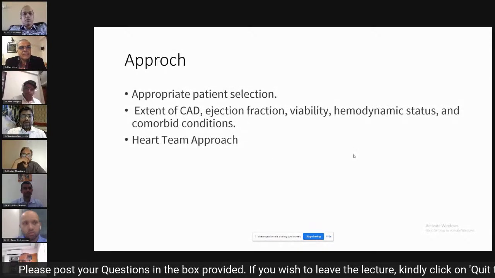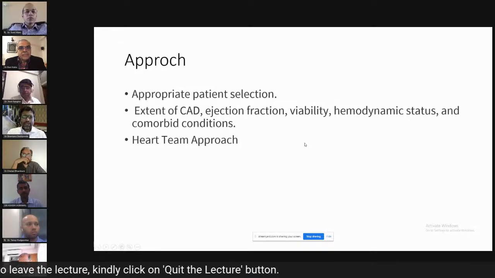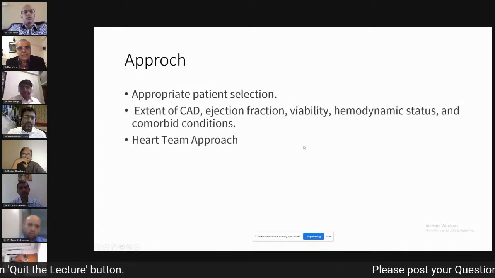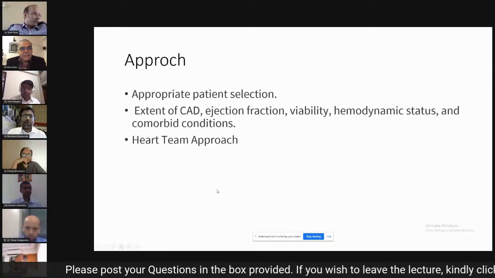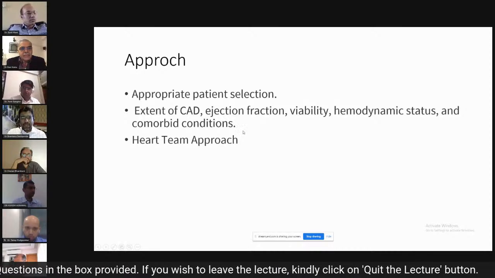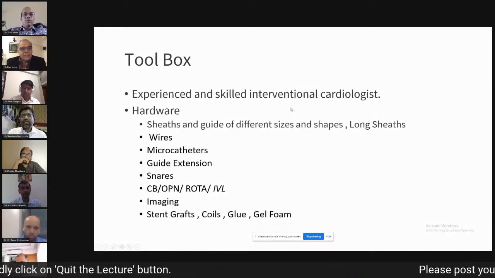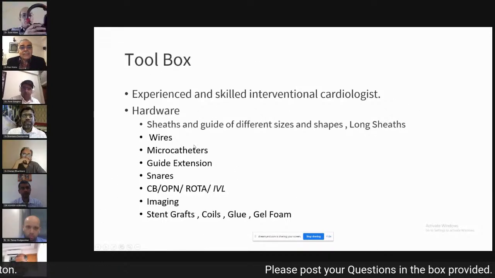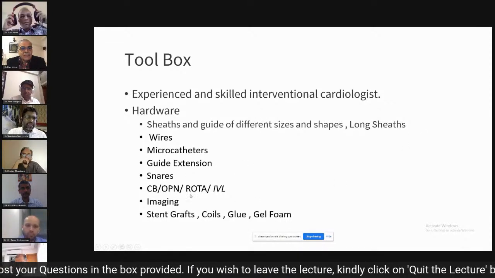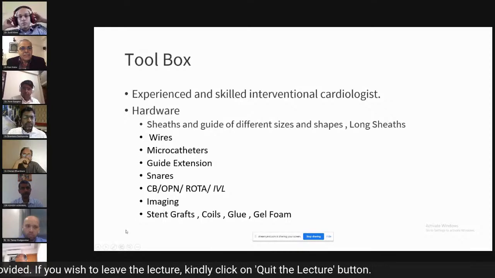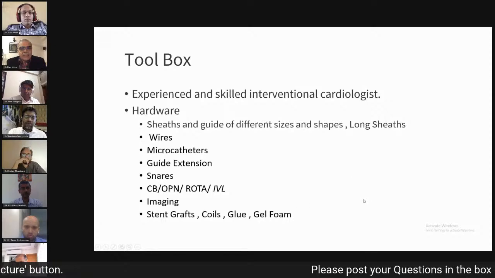diseases. So, basically, in a brief approach: appropriate patient selection, knowing the extent of CAD, reading the angiogram properly prior to the approach to the case, knowing ejection fraction, viability, hemodynamic status, and comorbid conditions. Now, a heart team approach is always preferable in such cases. So, what is the toolbox for such cases? An experienced and skilled interventional cardiologist is a must. Hardware: you should have sheaths, guides of different sizes and shapes, long sheaths, wires, microcatheters, guide extensions, snares, cutting balloon, OPN, rota, IVL, imaging, stent grafts, coils, glues, gel foams to take care of your complications.